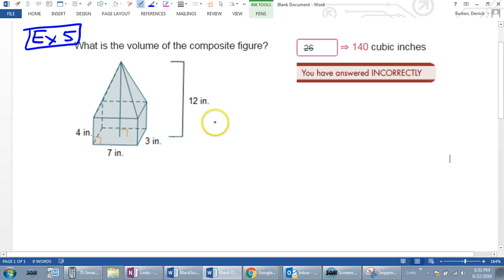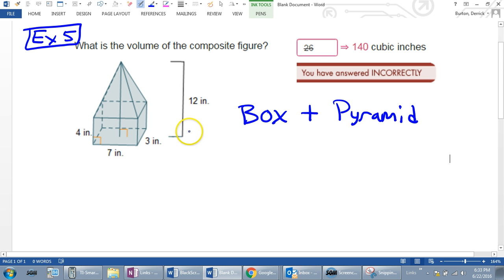Alright, the volume of this composite figure. When I look at this, I see a box with a pyramid on top. So I'm going to do the box plus the pyramid. Alright, do you see that? Yep. Okay.